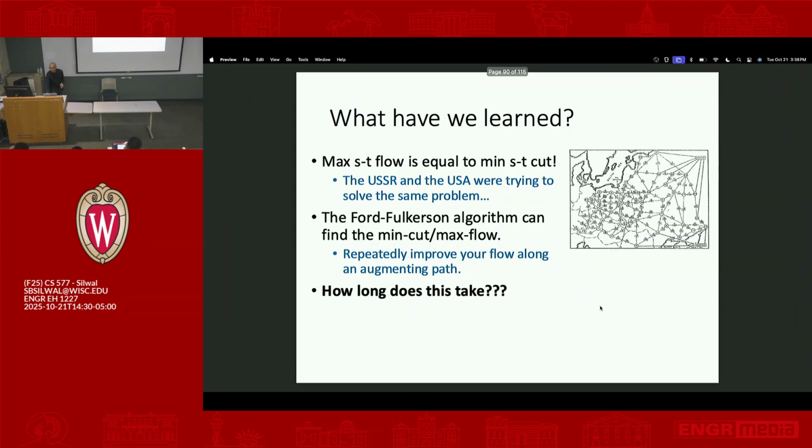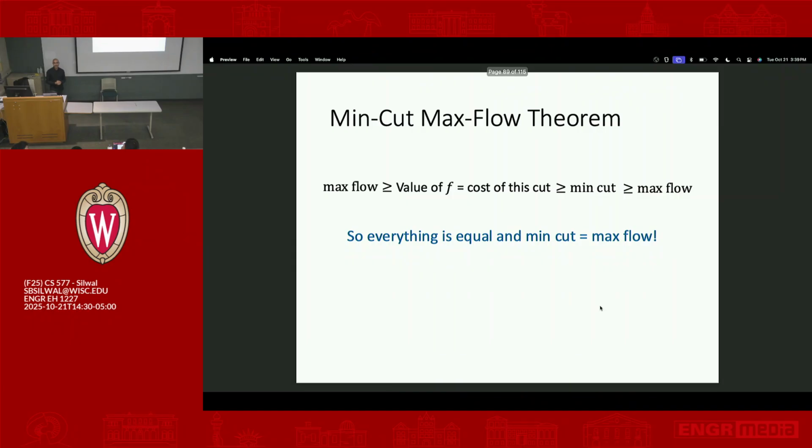Let me see what's next. Okay. Questions? Max flow, min cut. It doesn't work the other way, okay? Min flow is not max cut, so don't get confused. All right.